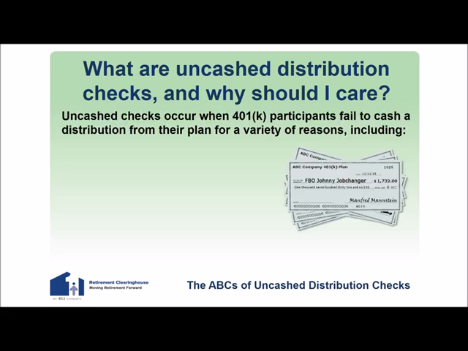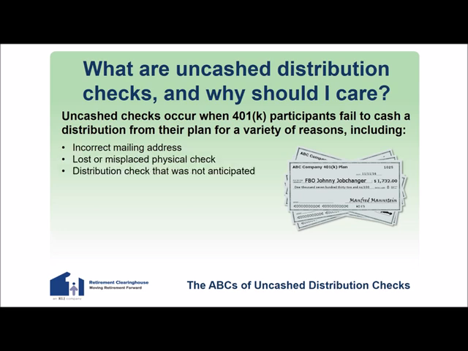Uncashed distribution checks occur when retirement plan participants fail to cash or deposit a distribution from their qualified retirement savings accounts for a variety of reasons, including an incorrect mailing address, a lost or misplaced physical check, a distribution check that was not anticipated, or as the result of inaction on the part of the participant.